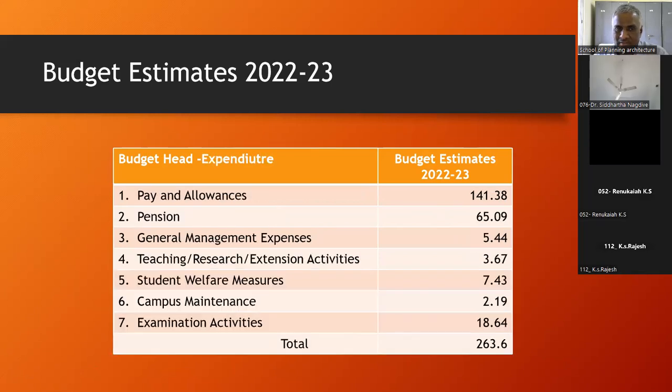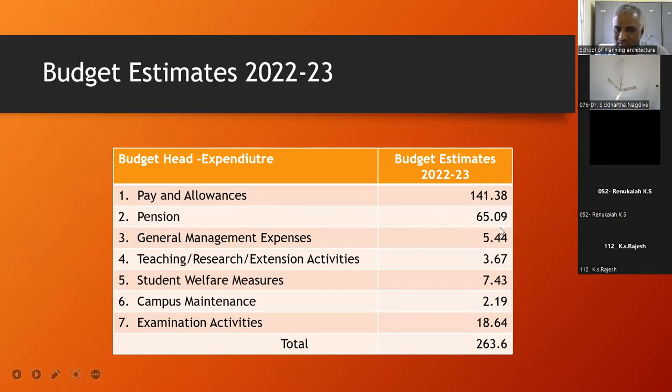Okay. This is the expenditure head. The main expenditure of the university is pay and allowances. Pay and allowances are around 141 crores. I think I told you about this. We receive less grant, but we spend more money. Why we spend more money is because the entire amount is not given by the state government.